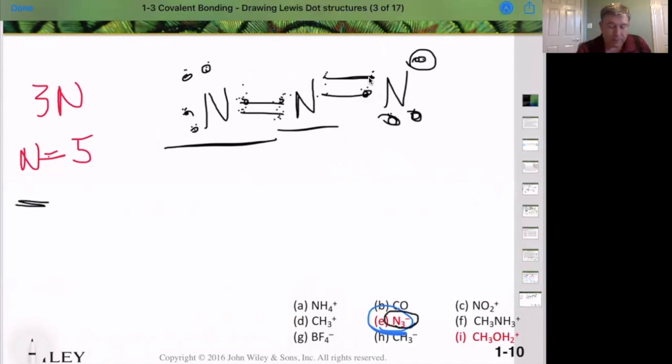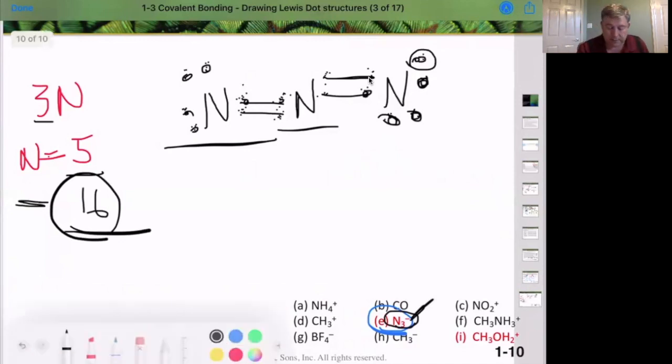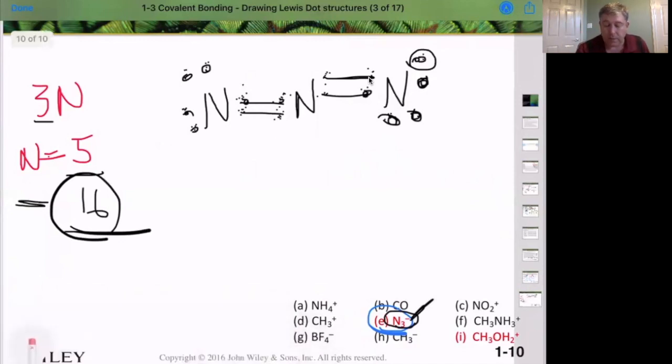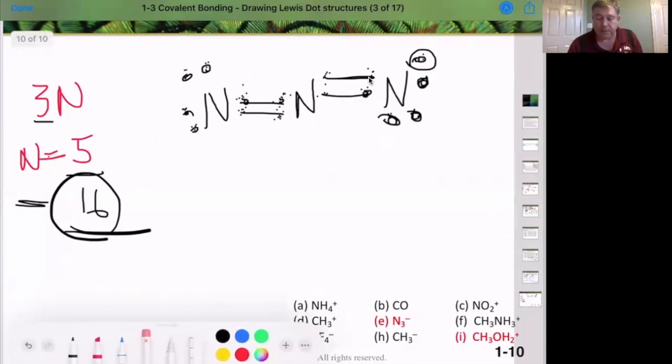Remember, we have our negative charge. So we have to add 1 more electron to this because of the negative charge to give us a total of 5 times 3 plus 1, which is a total of 16 electrons. 1, 2, 3, 4, 5, 6, 7, 8, 9, 10, 11, 12, 13, 14, 15, 16 electrons. All right, our Lewis dot structure is now correct. We took the 5 electrons from each of the nitrogens, plus the extra electron from the charge, to give us our Lewis dot structure here.